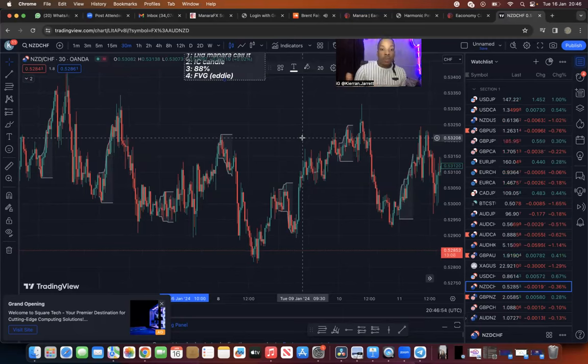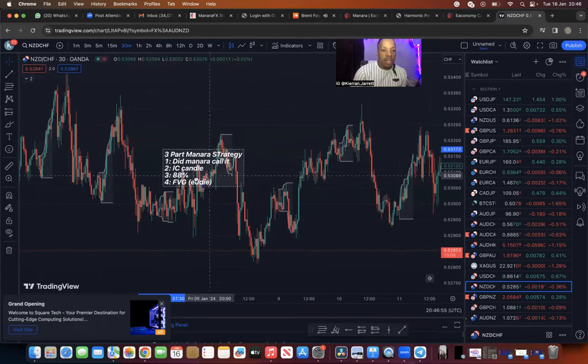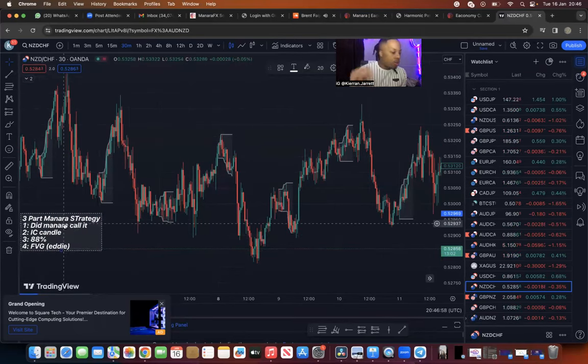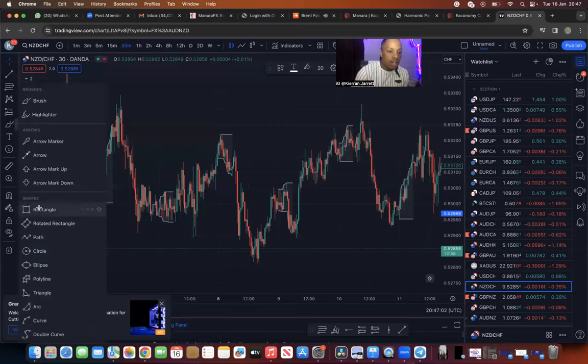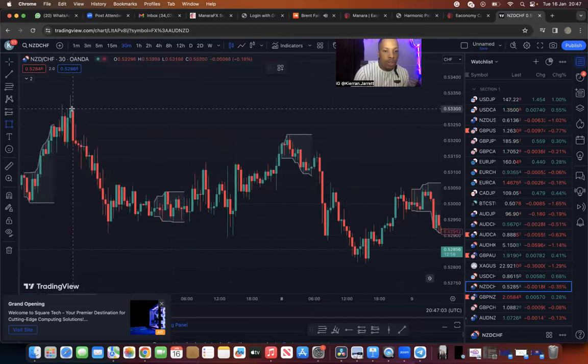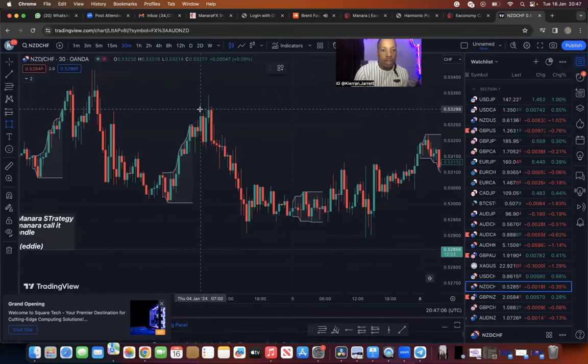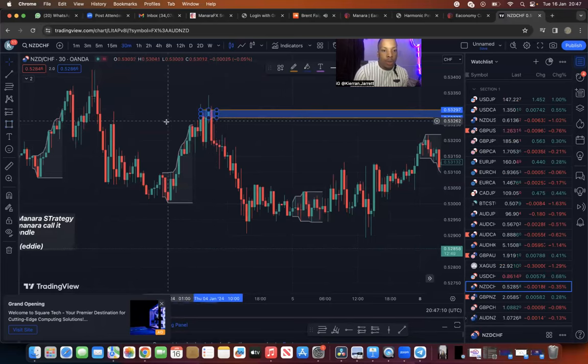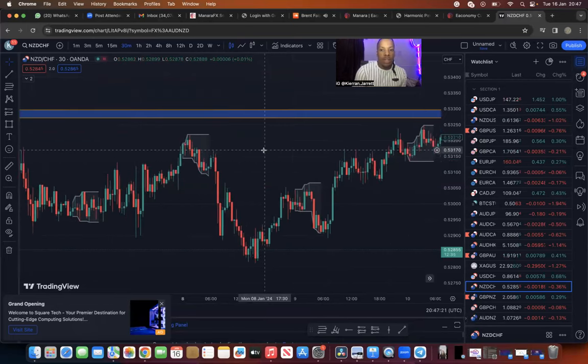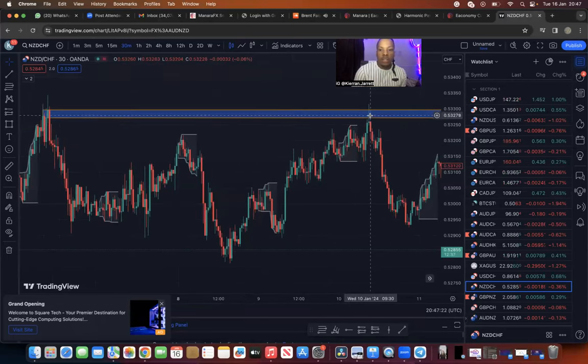So the third confirmation would be, all right, did Manara call it? Yes. Is there an institutional candle? Yes. Let's highlight it. Does everyone see, especially new people, at the top of the move, there's a candle that robbed people. This candle took out all the people that were selling here. It took their money clean. All the people who sold in the Asian session, it said, no, your money's mine, and then it made money without them. So we highlight it. Do you see how that area got wicked?